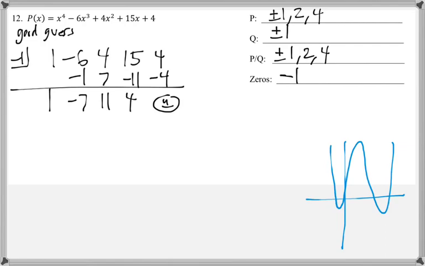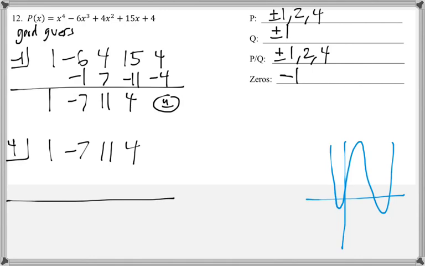This is not yet quadratic, so I need to do another synthetic division. So I need to make another good guess, and I'm going to bring down everything where I left off except for the 0. So if you look back at the graph, it also looks like 4 is an intercept. So 4 is going to be here. It's going to be my second good guess.